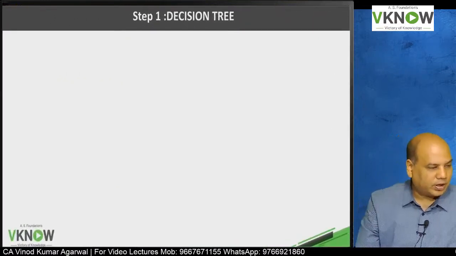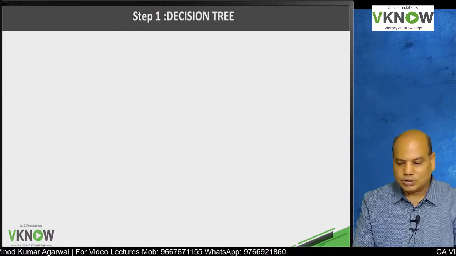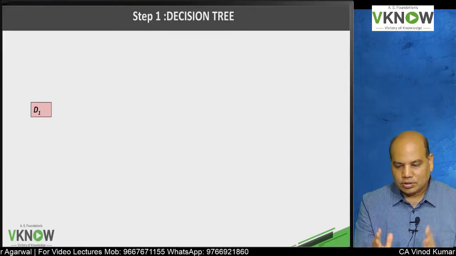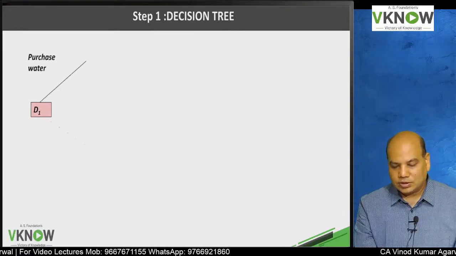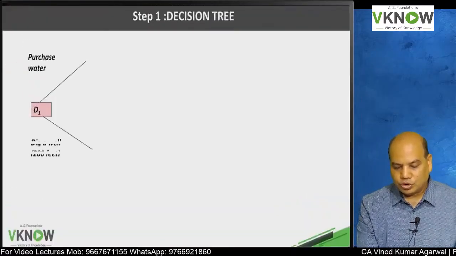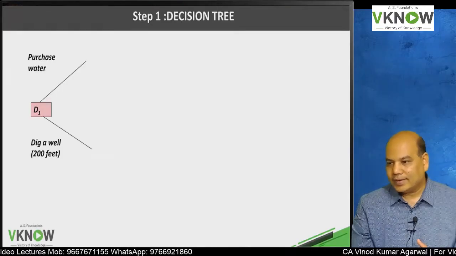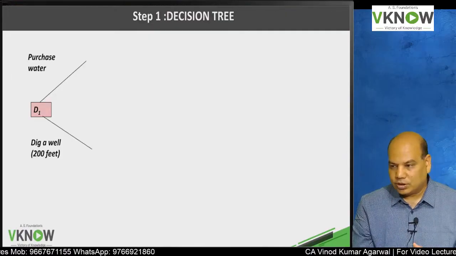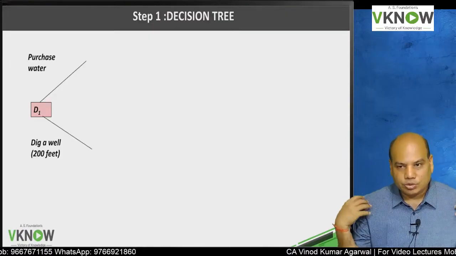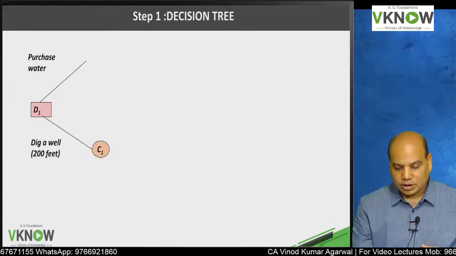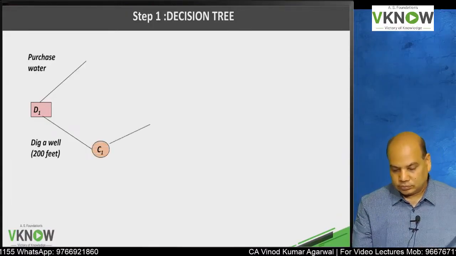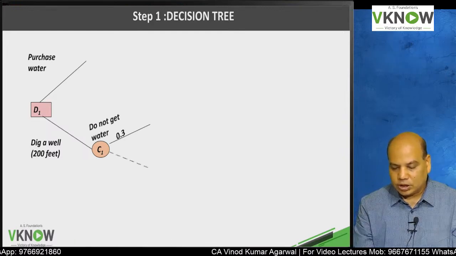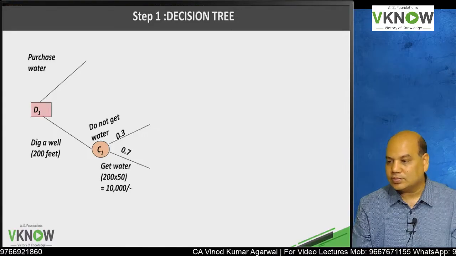So write down step 1, decision tree. Very easy question. Just read the problem, keep the question in front of you and look at the answer. We have two choices to be made today. Either you dig well 200 feet or you purchase water. These are the two alternatives today in front of me. If I dig the well for 200 feet, there are two possibilities.